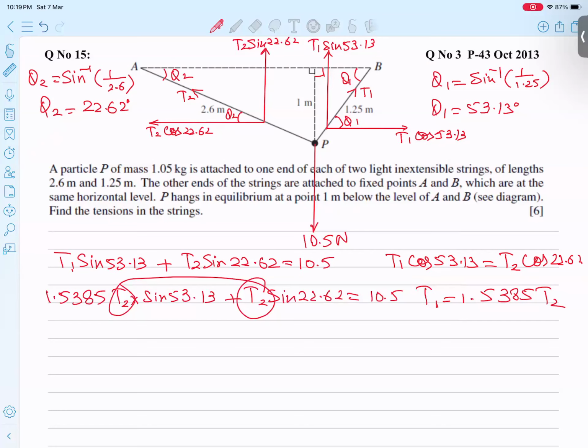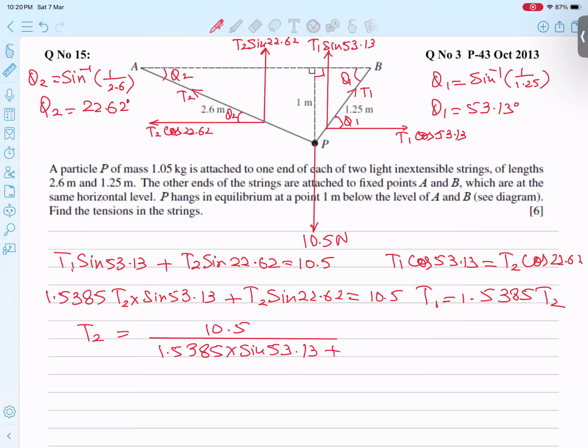T2 comes out common, and when I take T2 common out, this plus this will go down under 10.5. So look, I'm doing it directly. So I'm getting 1.5385 times sine 53.13 plus sine of 22.62. So this will give us T2, and then I can find T1 easily.